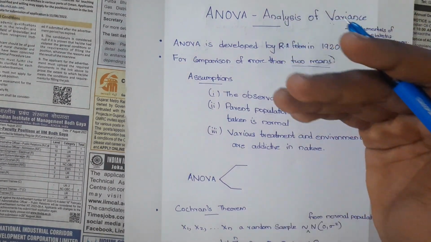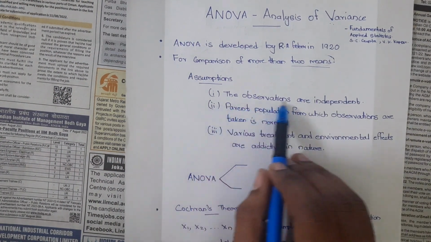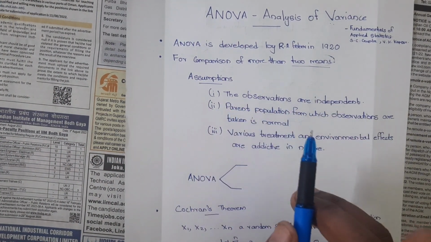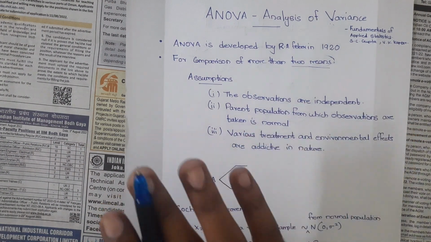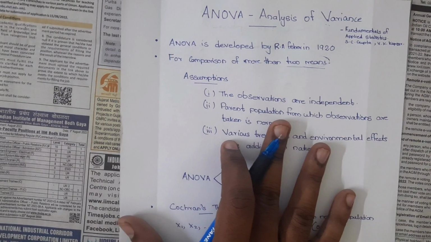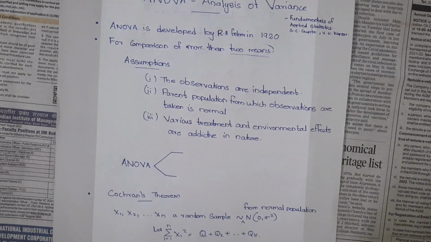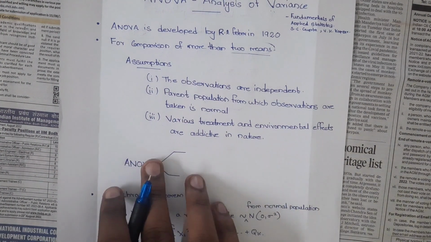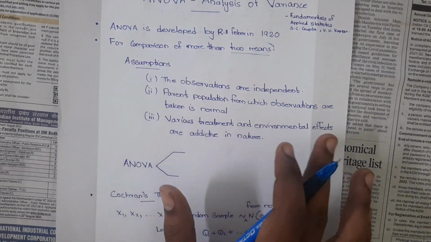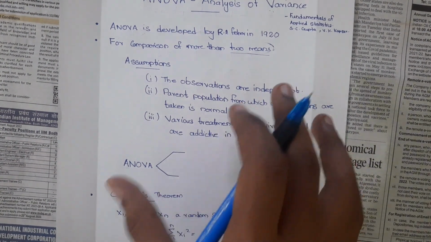Next, we can go to the assumptions of ANOVA. The first assumption is that the observations are independent. The observations must be independent. Only then can we do ANOVA. The second assumption is about the parent population. The parent population must be normal, following a normal distribution. The next is that various treatment and environmental effects are additive in nature. This we will see in our derivation.